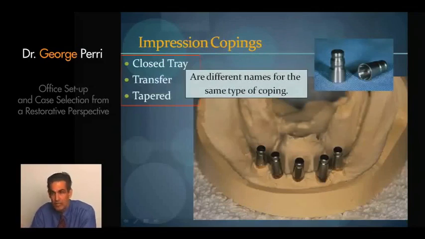The shape of the coping needs to be non-retentive, tapered, so that we can pop the impression over the top of it without tearing or breaking the impression. So those are the classic terminologies used to describe this type of impression coping. Closed tray, we transfer the coping. It's usually of a tapered shape.